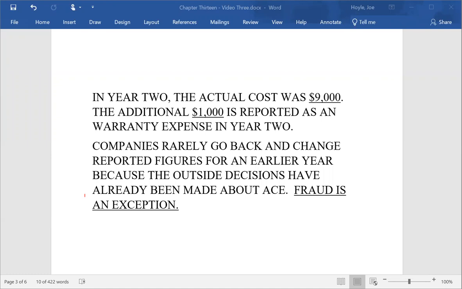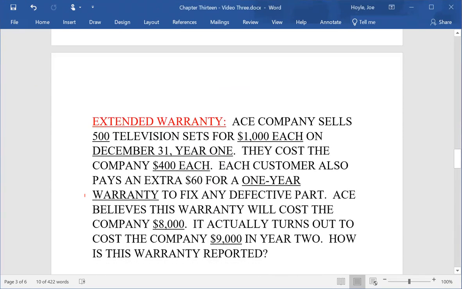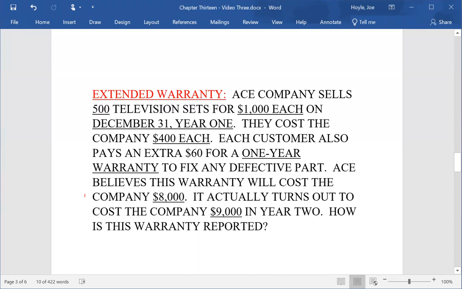That's an embedded warranty. That's all you really need to know, I think. So let's go to the other type of warranty, which is an extended warranty. Ace Company sells 500 television sets for $1,000 each, $500,000. They did this at the end of year one. The cost of the television sets was $400 a piece.